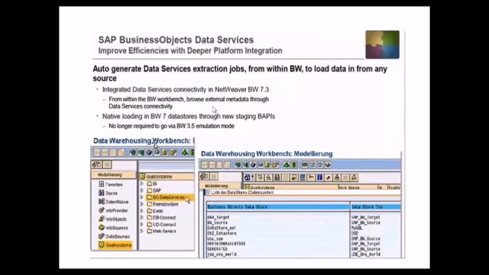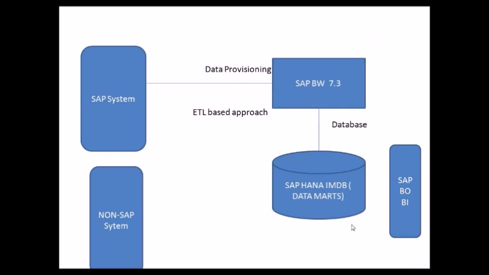Next, coming to the BW part, auto-generated Data Services extraction jobs from within BW can load data from any of the sources. Previously we already saw the screen showing how the BODS services are embedded in the BW environment. Up to the previous versions we needed to go for 3.x versions, but in the current version of BODS you can talk directly to BW 7.3.